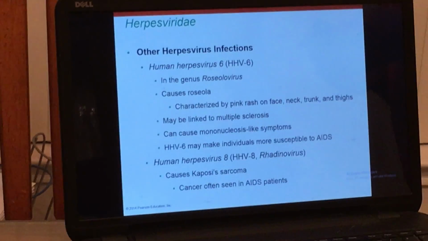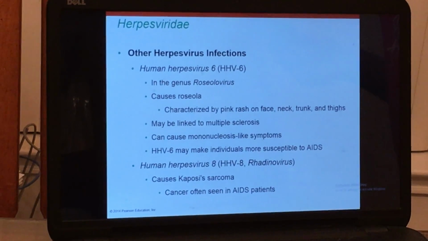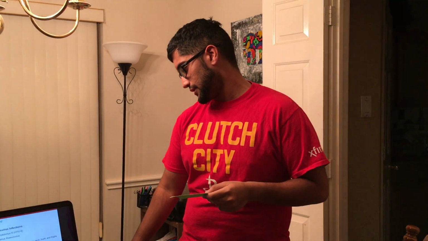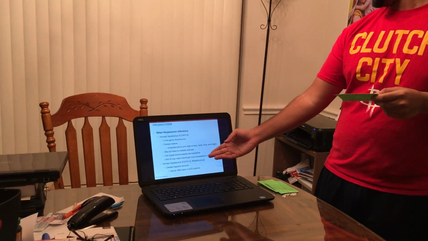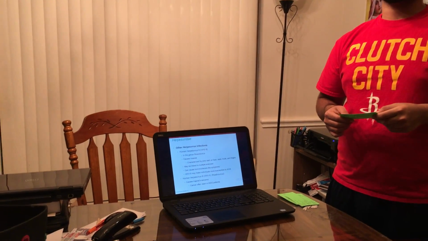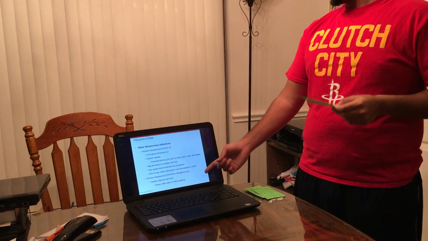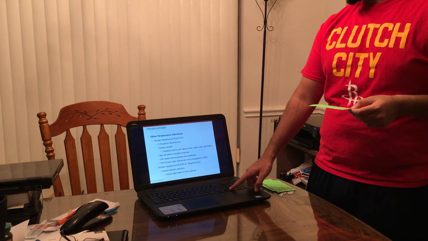Herpesvirus 6, a telltale sign of it is roseola. It's a pink rash all throughout the neck and body area. People that are most likely to have herpesvirus 6 are people with AIDS or more susceptible to AIDS. And herpesvirus 8 causes Kaposi's sarcoma. That's another type of cancer. AIDS patients are most likely to have this sort of herpesvirus.